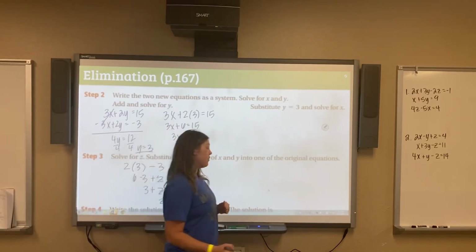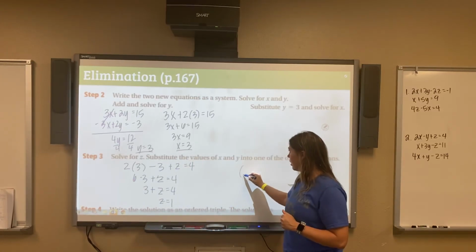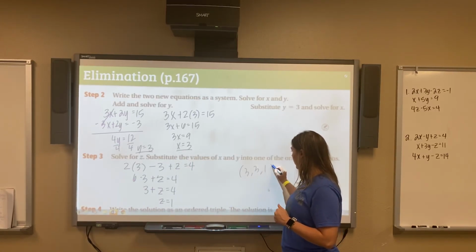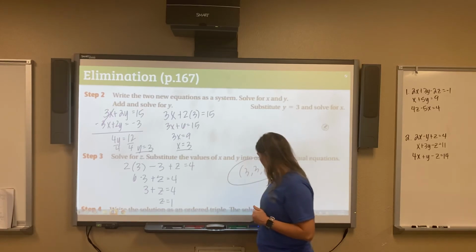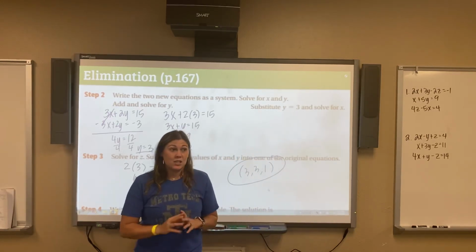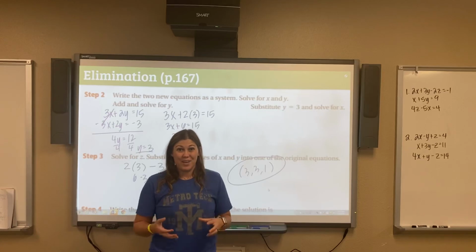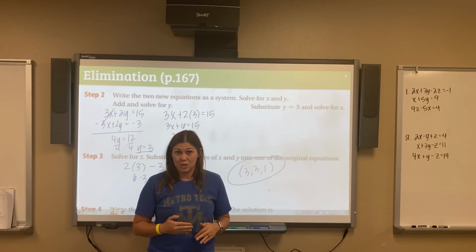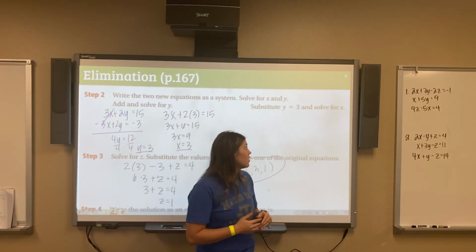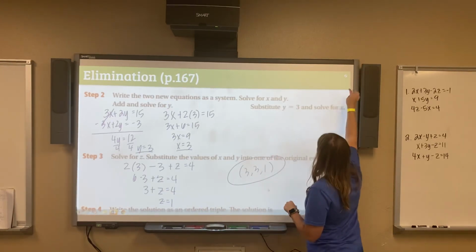So our answer in alphabetical order would be x, y, z. So 3, 3, and 1. Okay? So that is how you do it. These are big, but you guys are so awesome and you're going to be on top of it and do amazing. So if you can substitute and eliminate, you're going to be perfect.